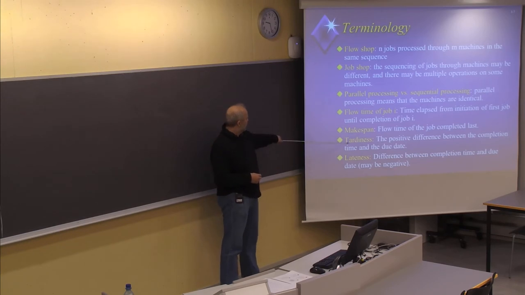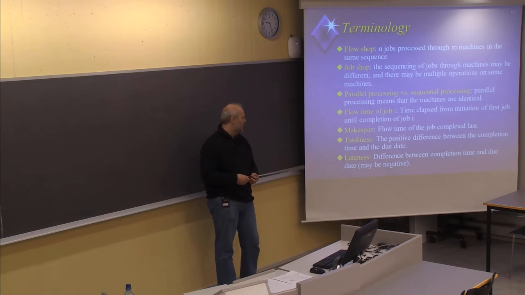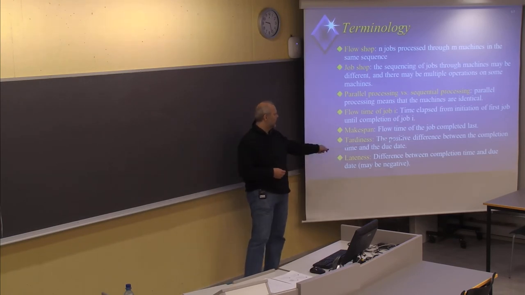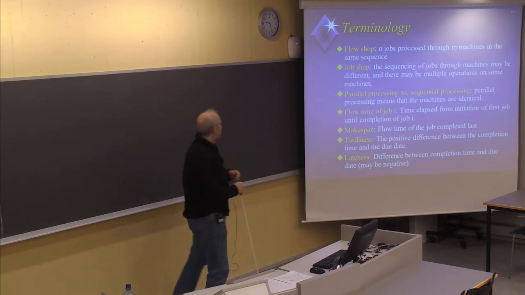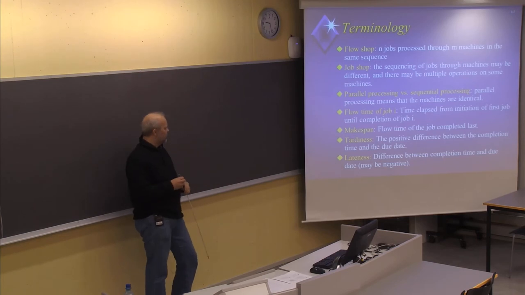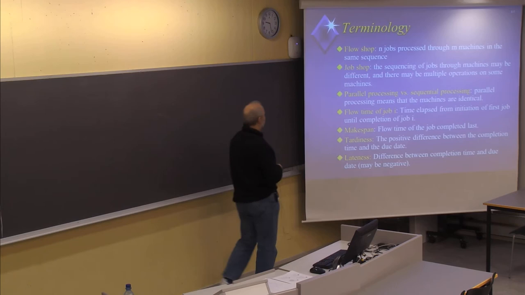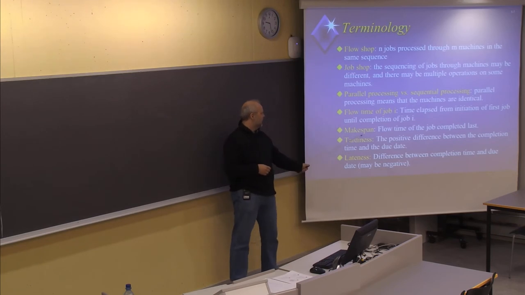We talked about the difference between the tardiness and the lateness. The tardiness is the most common measure, which means the positive difference between the completion time and the due date, the number of days or number of hours, or eventually how much this job is delayed. Then we talk about tardiness, and the tardiness can never be negative. So if the job is finished in time or before time, the tardiness will always be zero.